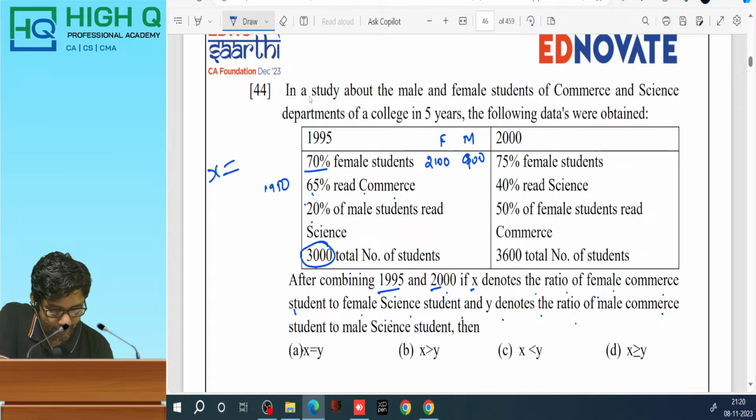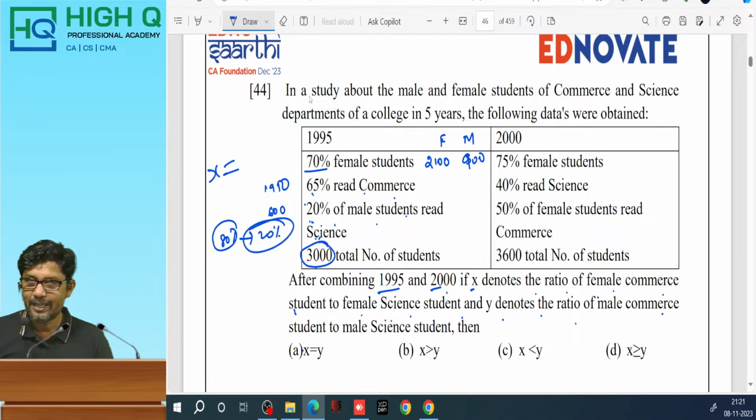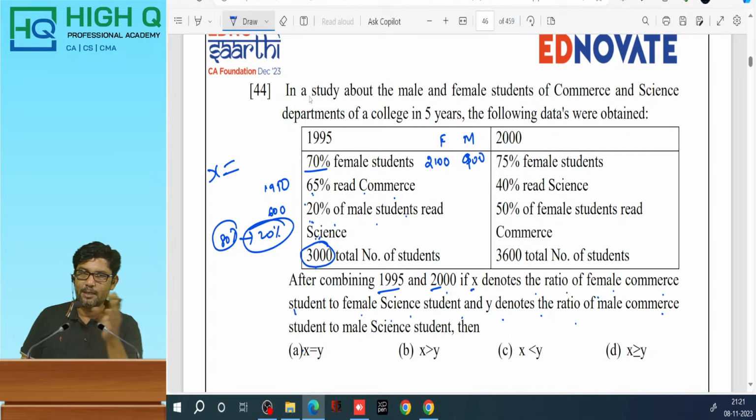Now 20% of male students read science. 20% of 900 is 180. Remaining 80%, see, 20% male, remaining 80%. Out of it, 20% of female are reading commerce. 80% female are reading science, 20% are reading commerce.